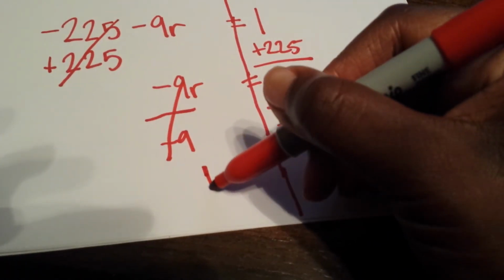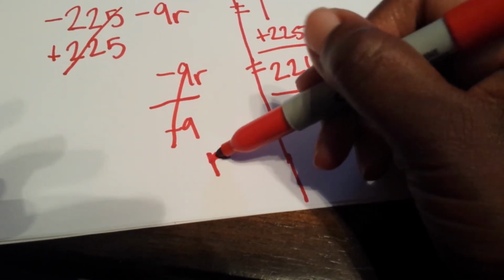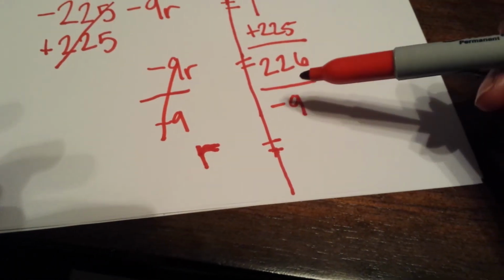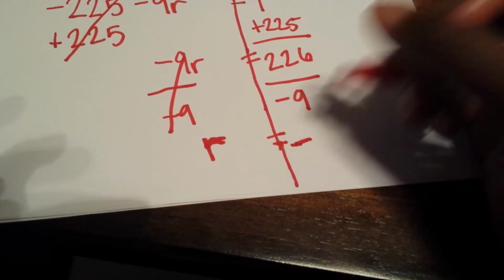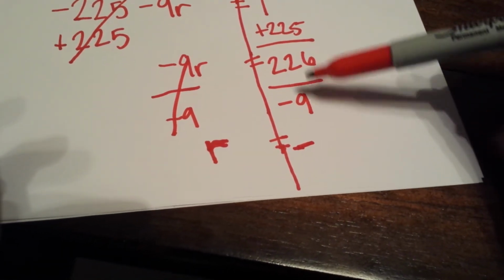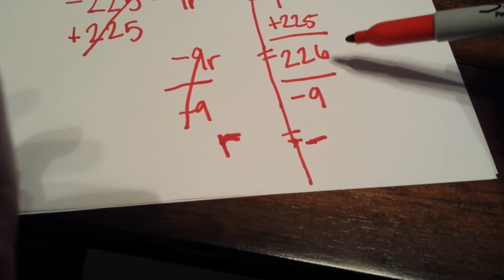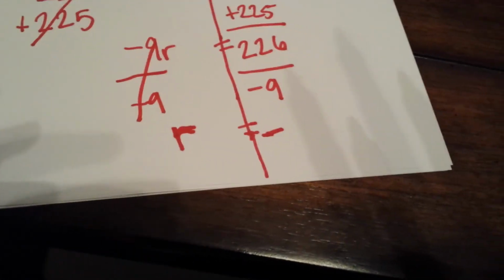So now I'm left with negative 9 divided by 9 is 1. So 1r is the same as just saying r. So you just cross those out. Positive divided by negative is a negative. And now I'm going to divide this. 9 goes into 22 2 times, so 18. That leaves me with 46.